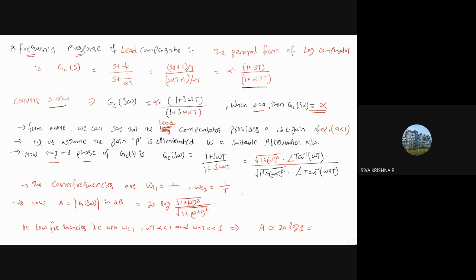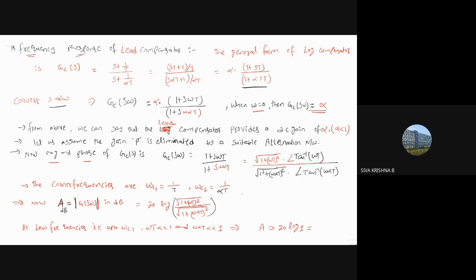So if you come to the corner frequencies, we have two corner frequencies, one is 1 by T and one more is 1 by alpha T. Again find gain in dB, that is A or M, you can take it as modulus of G of j omega, that means this one. If you apply modulus, take only magnitude, this is 20 log of this value.